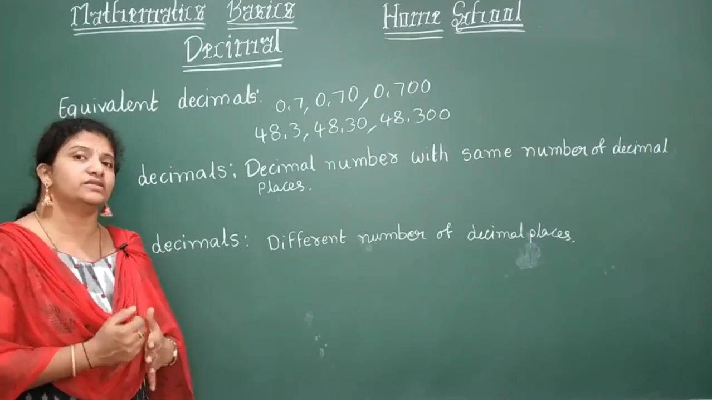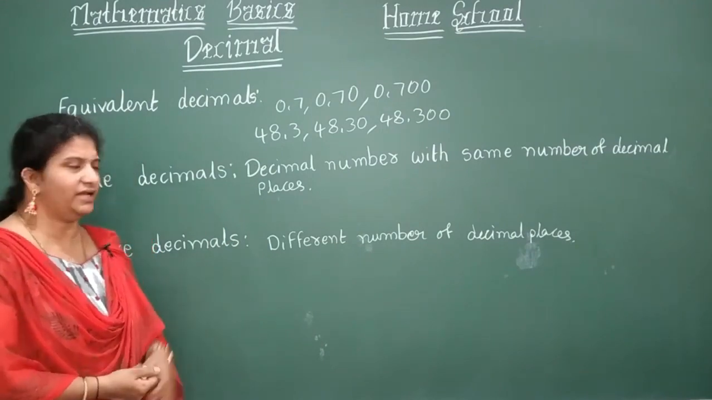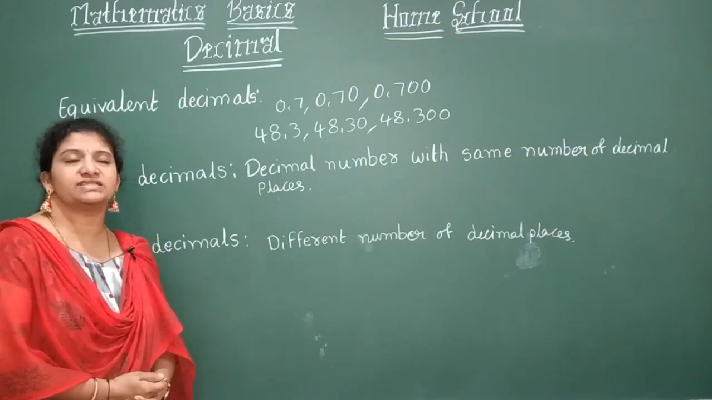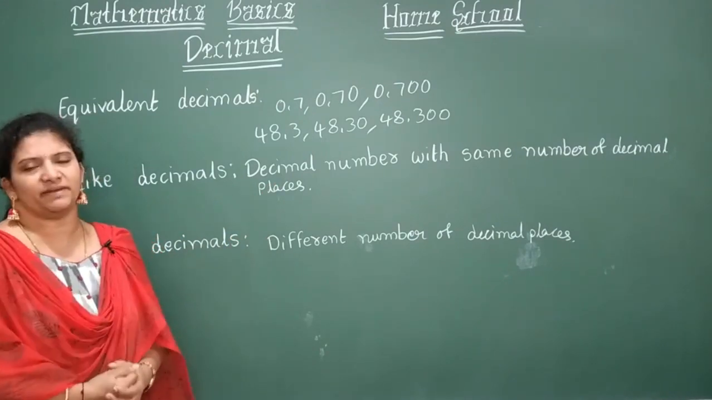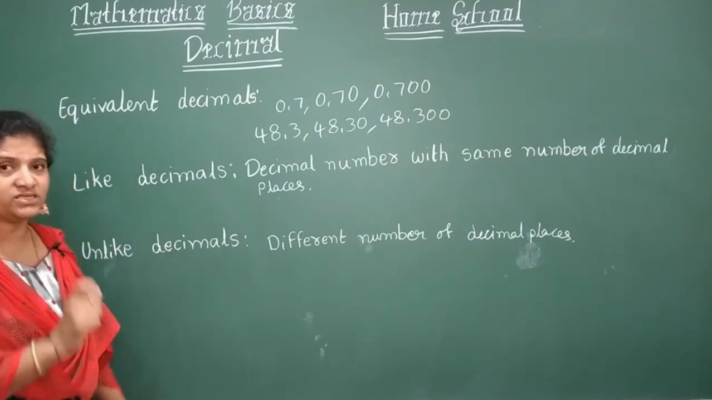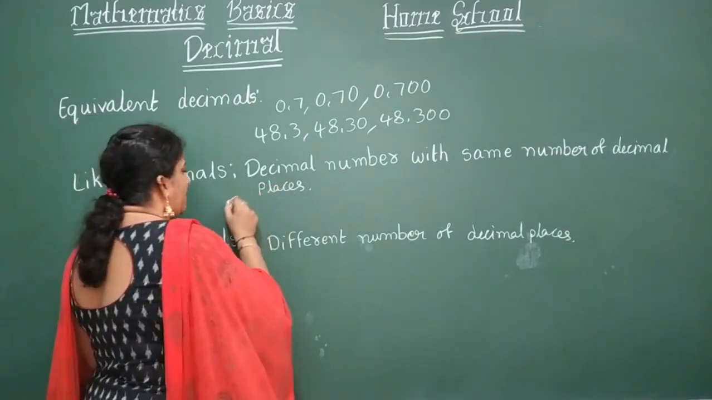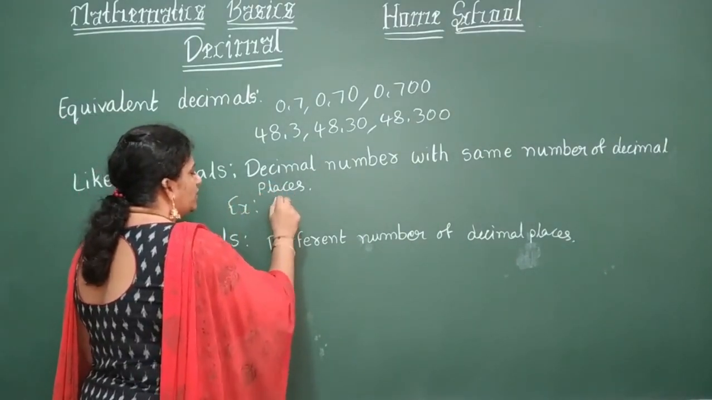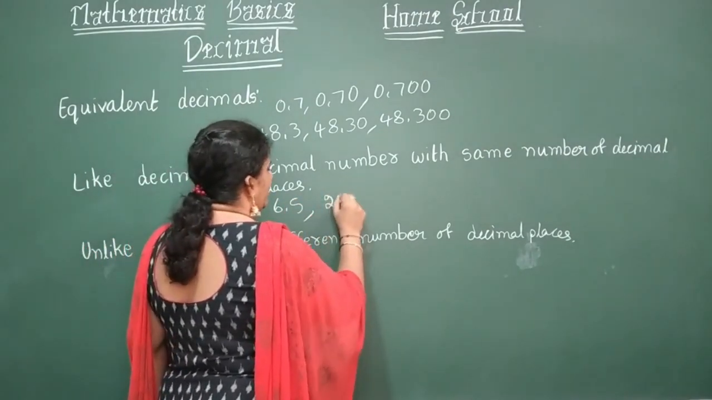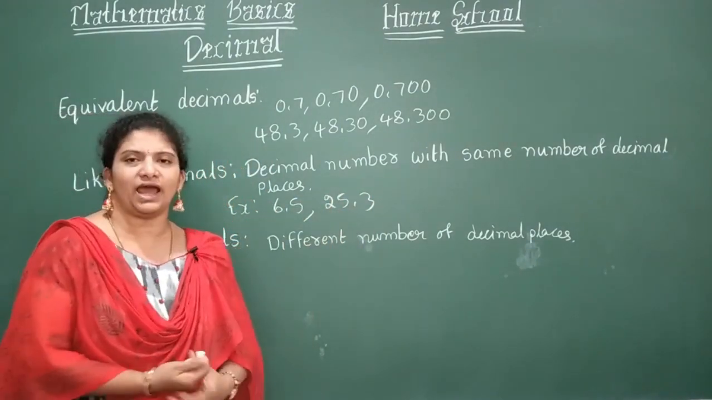Like, you have heard this word, right? What is like? Similar, same, you can say, right? What are like decimals? Decimal numbers with the same number of decimal places. Understand the word here. So let's see the example here. 6.5. So what can I say here? 25.3. I will say these two are like.